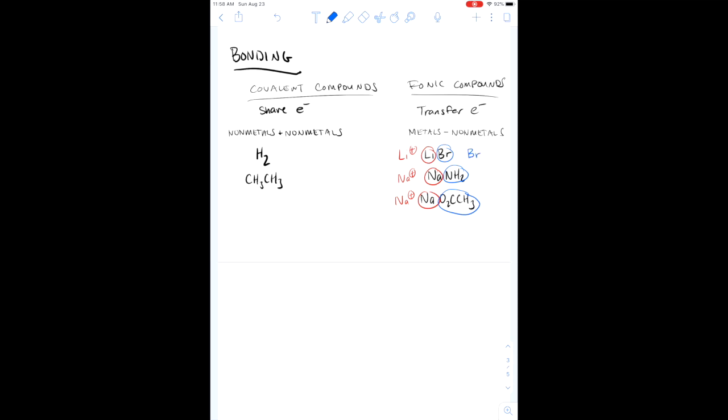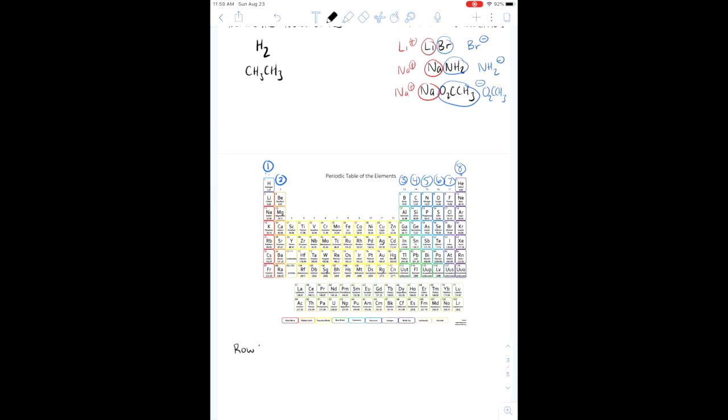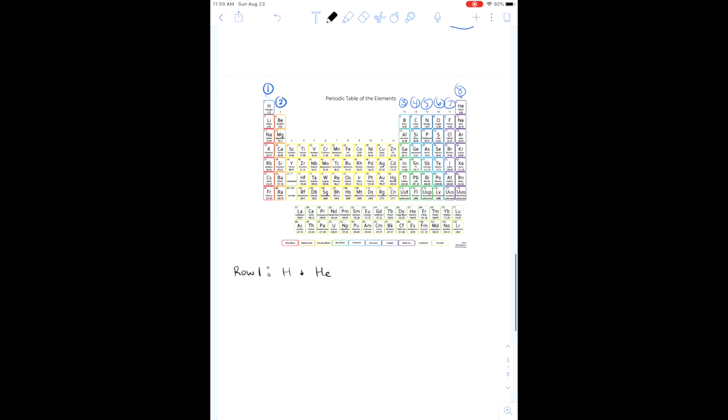split them up into lithium and sodium plus, as well as bromide minus, and then NH2 minus is an amide, and then O2CCH3 is actually a carboxylate, which we'll become familiar with later. I just wanted you to see it now. Okay, so pasting the periodic table here for you again.